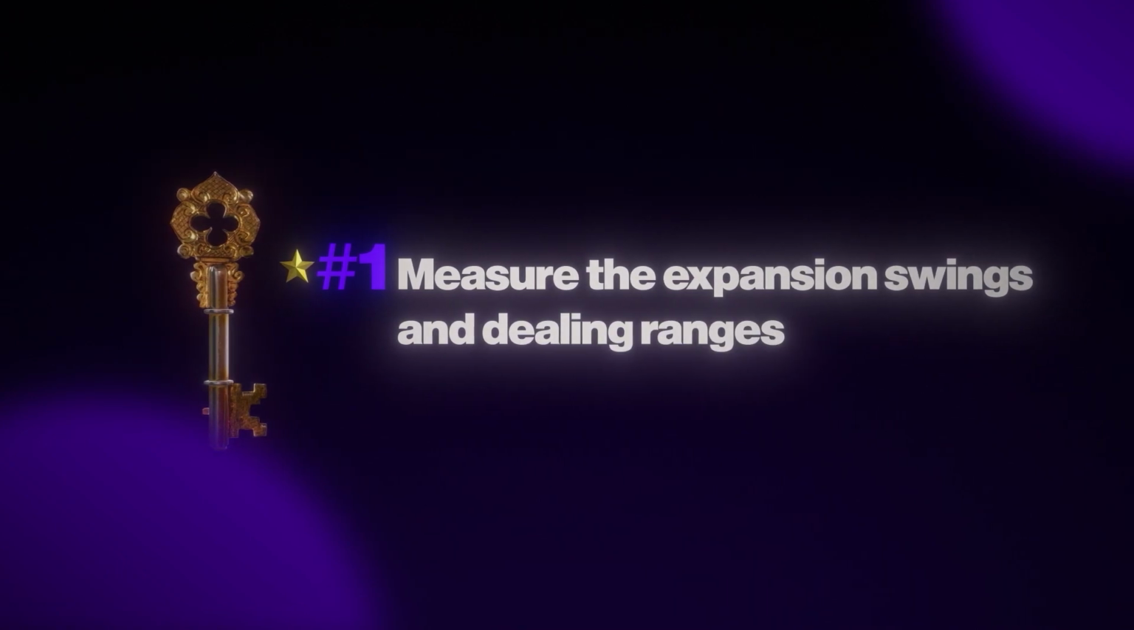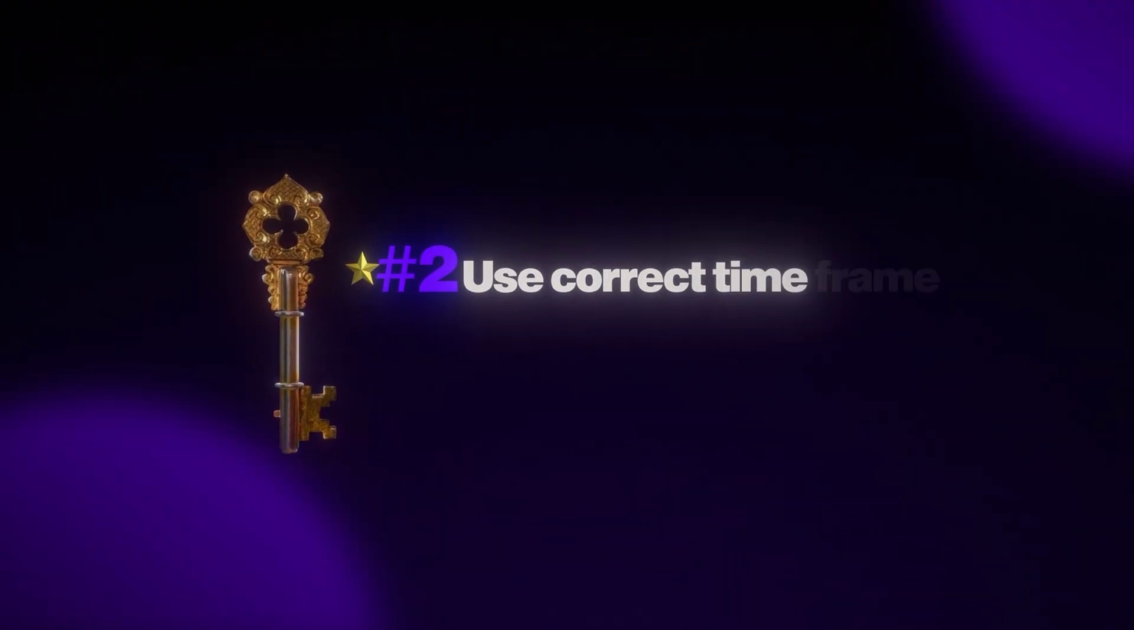Okay, so what are the key takeaways from this video? Definitely always measure the expansion swings and the dealing ranges, because it can help you with filtering the trades, setting the targets, and building the narratives about where we are currently in the markets. Use the correct time frame alignments for drawing the dealing range, and then drop down to the lower time frame to build your profile and understand what the market profile is building in there. And you are basically looking for the expansion to reversal on the lower time frame, which will be the continuation of the trend on the higher time frame.